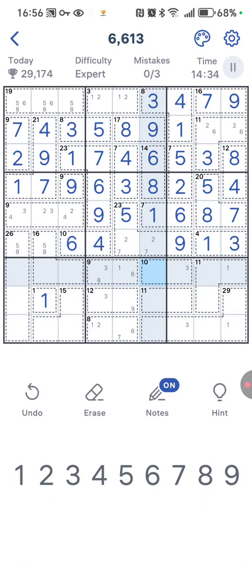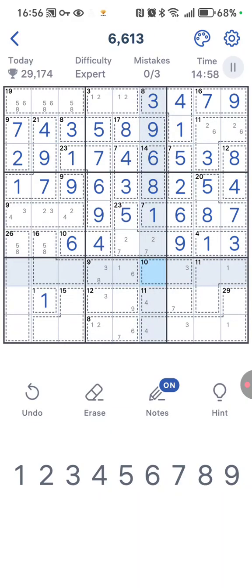4. Now can 4 go in there? No, because that can't be a 6. Can 4 go in there? Yeah, because that can be a 7. And we don't really know about this bit here yet. But 4, we know that that can't be 4 and 8.